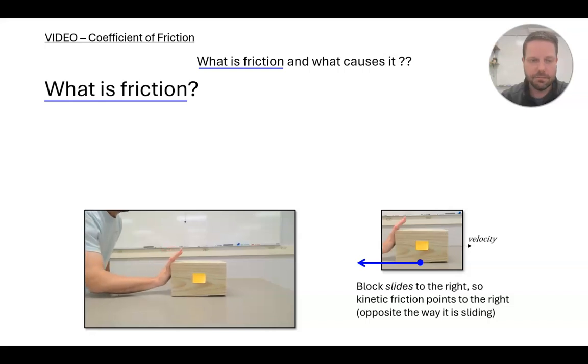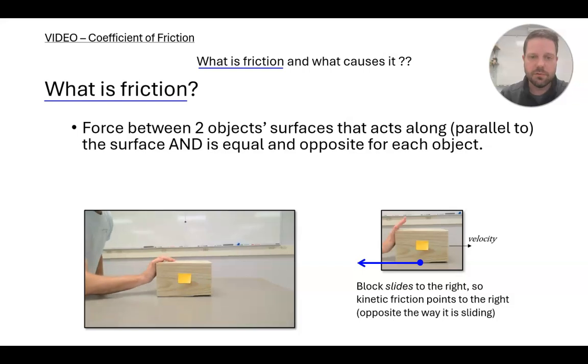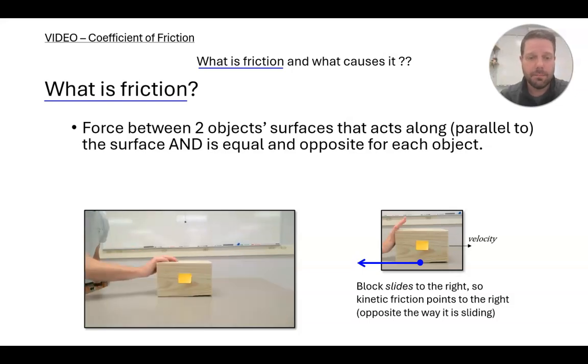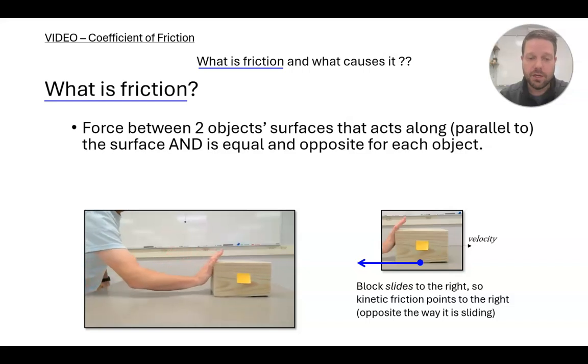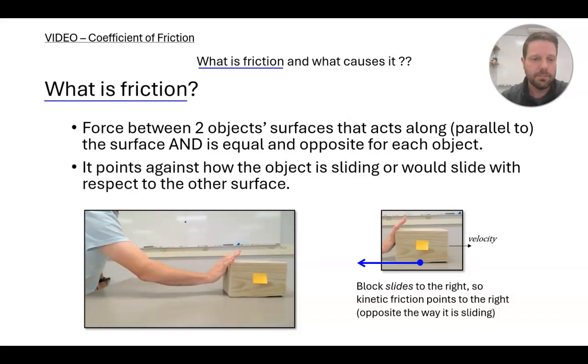We also know that static friction would be opposite the way it would slide, since it's not actually sliding. So more formally, friction represents the force between two objects' surfaces, in this case the bottom of the wood block and the top of the tabletop. It always acts along the surface. Since it's a force between the block and the table, both the block and the table will feel a force of friction, and those are going to be equal and opposite, as we'll look at in a moment.